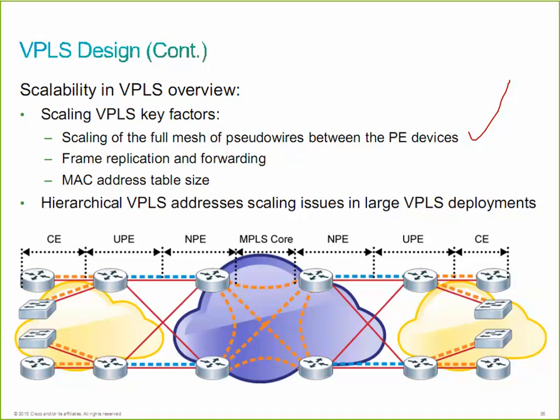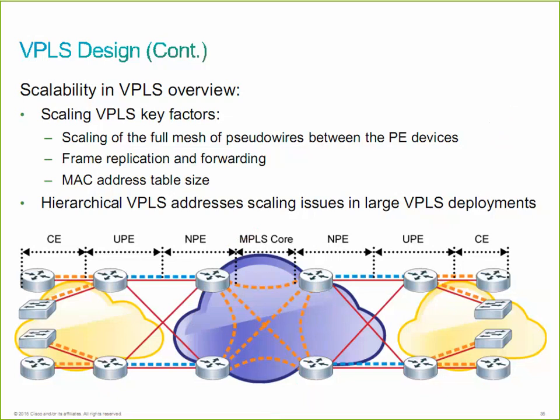As we add more and more PE devices, we have to have more and more information stored on those PE devices about the pseudo wires, about the endpoints themselves. We can see in the diagram here a representation of the pseudo wires connecting the PE devices in the core. Remember, with VPLS, every PE device is able to communicate to every other PE device. So it becomes basically a big switch in the middle. Well, that's going to require a full mesh of connectivity.